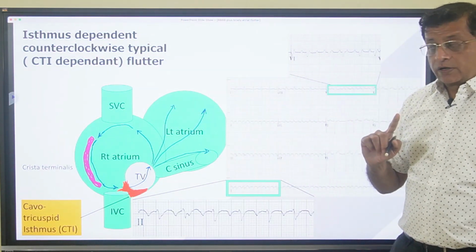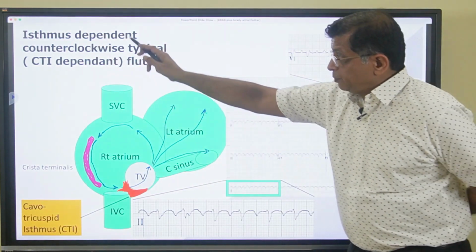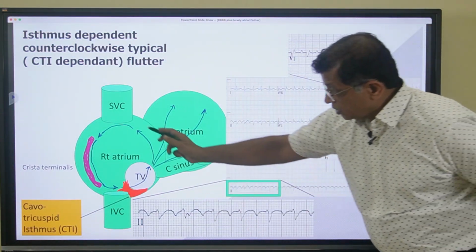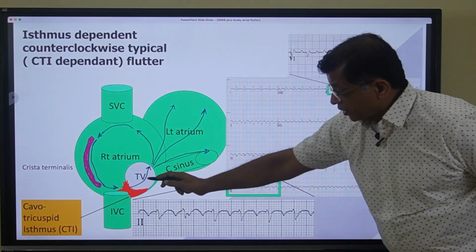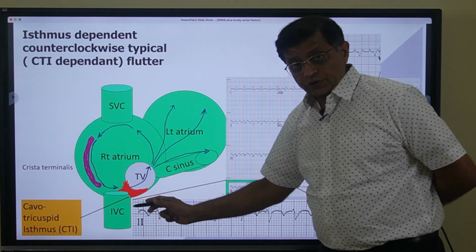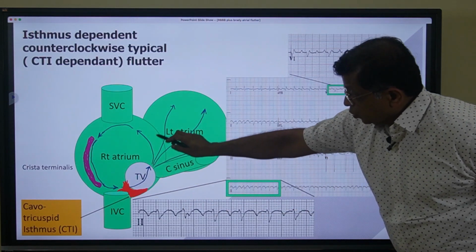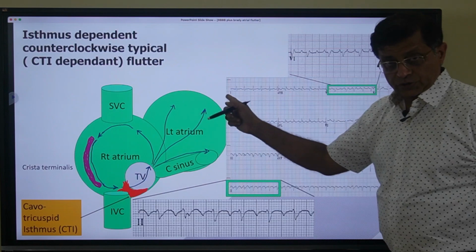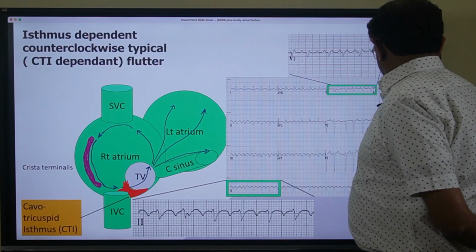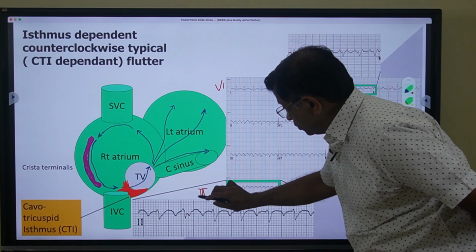So the most common flutter is a counterclockwise flutter, CTI dependent. CTI dependence means typical flutter. In typical, the most common is the counterclockwise, which means the re-entry macro circuit has the impulse conducted in a counterclockwise or anti-clockwise fashion. In this, you can see the impulse going to the left atrium from below upwards, right? That is why the current is passing towards V1 and away from lead 2.